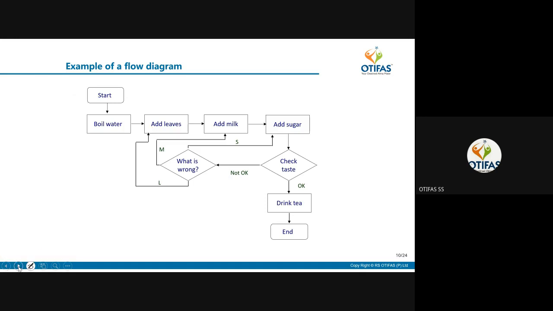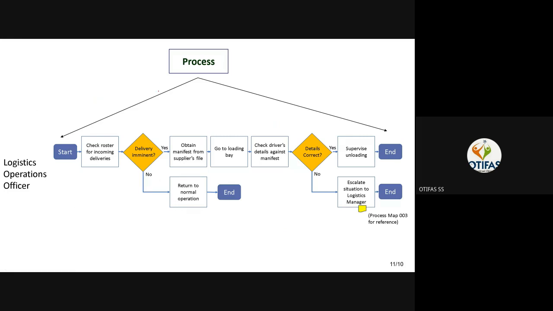So this is an example of a flow diagram. For example, the process of a logistics operations officer. Whenever you are going to any organization, if you want to become an expert in 1 or 2 days, just try to understand the process. Every company will have these process flow charts. If you are going to an MNC, MNCs will have this.